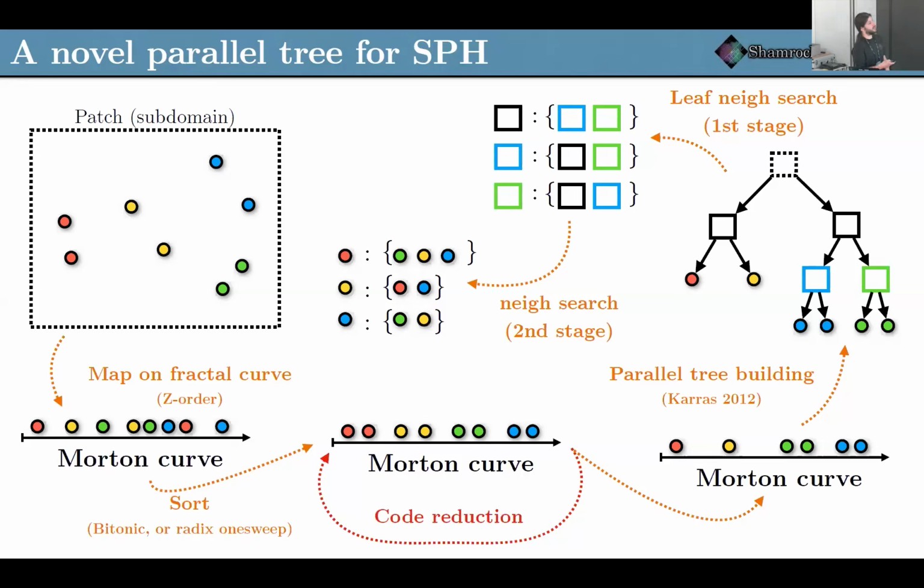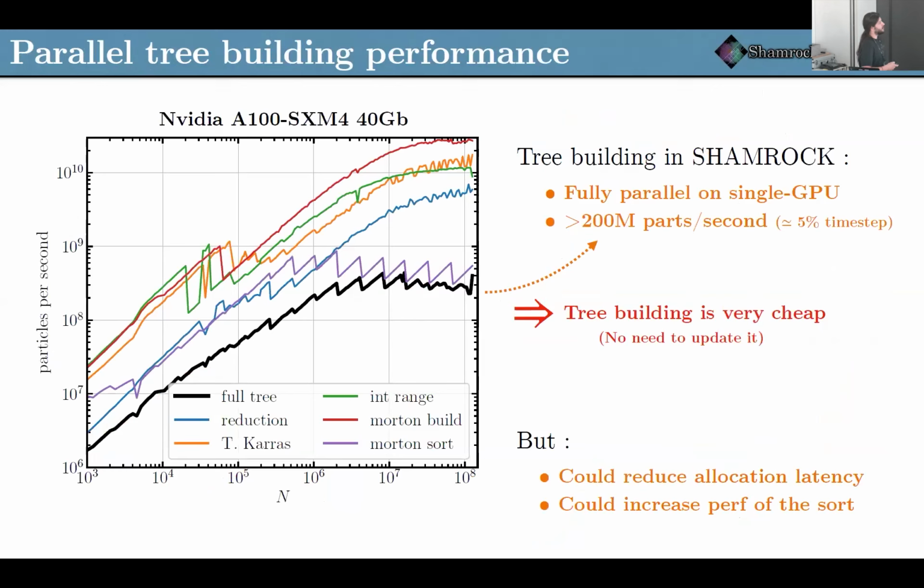Once we have the tree, we can do a first neighbor search where each leaf of the tree looks for neighbor leaves, and we use that result to find the neighbors of our particles. So it's a search in two stages. Then in terms of performance, if we benchmark the actual tree building part, we see that we get about 200 million particles treated per second in the tree building step. This equates to about 5% of an SPH time step, and as a result is sufficiently cheap for us to just rebuild the tree whenever we need to.